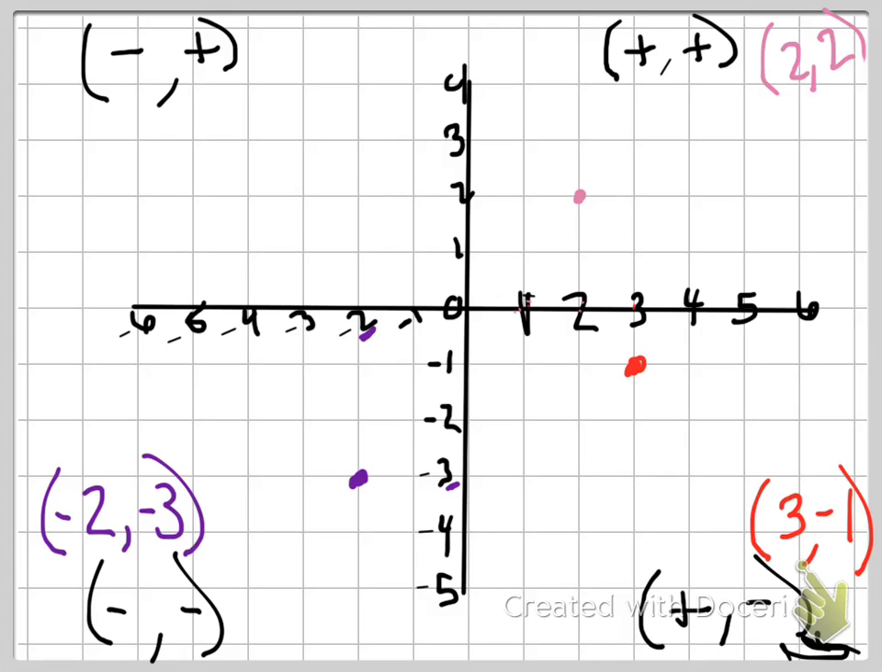And our very last one, let's do negative 4, 4. So I always do x first. I follow the x over to the negative 4, which is right here, and then I go up to the positive 4 for the y, which is right here, and they meet at this point. And that's how you solve coordinate grid problems.